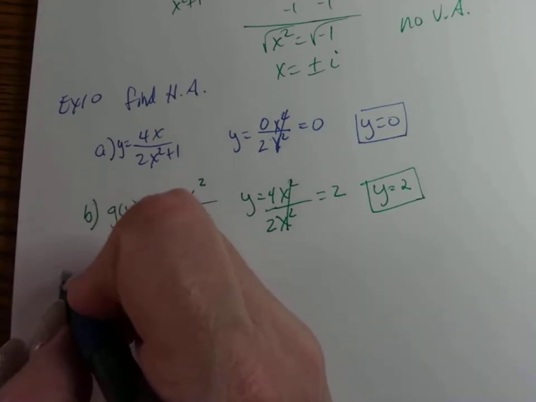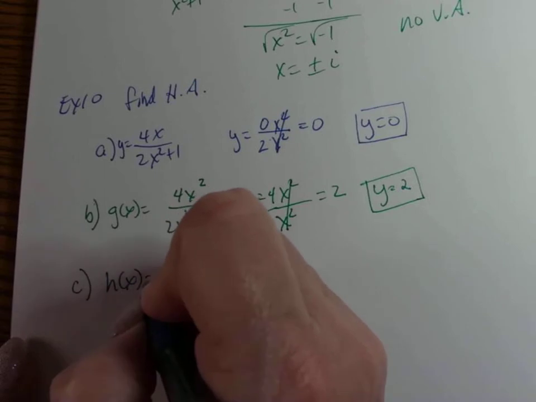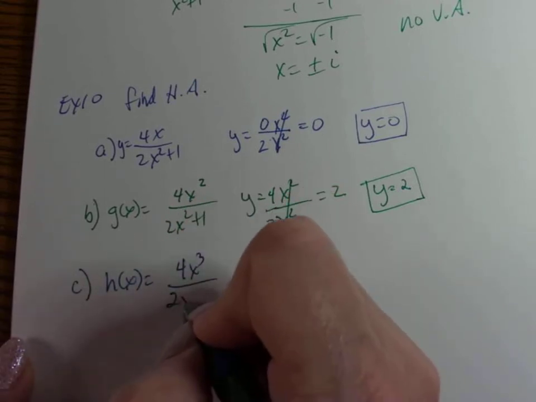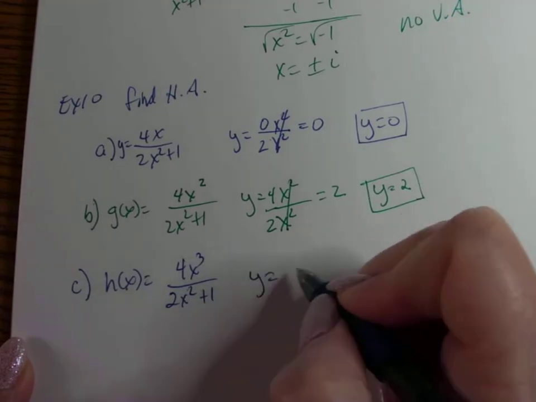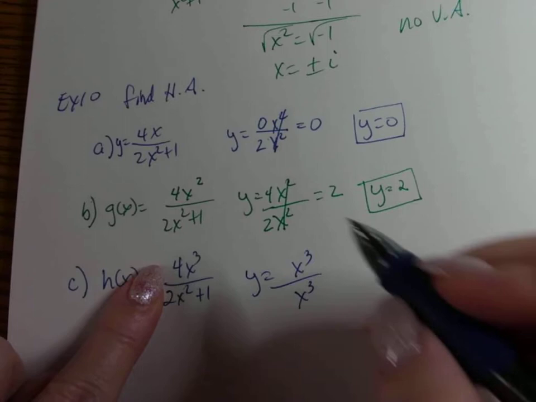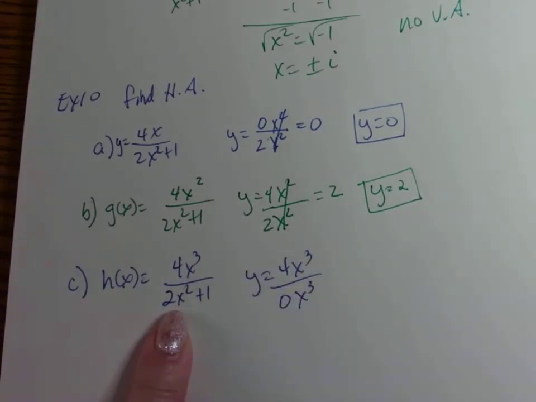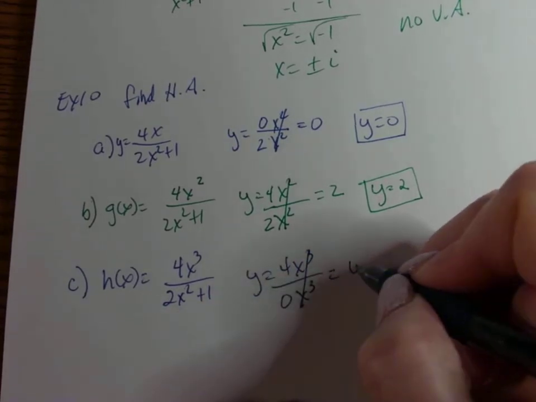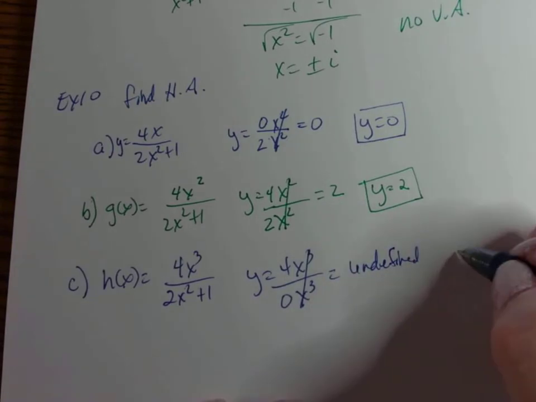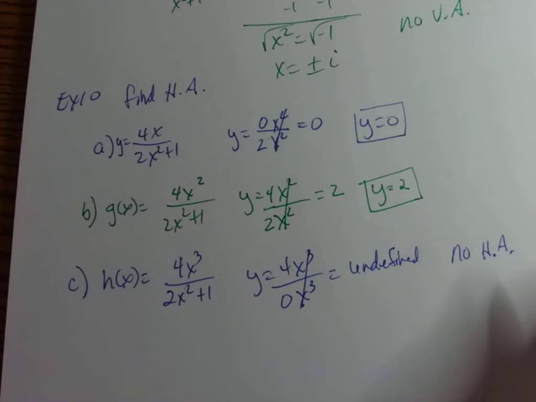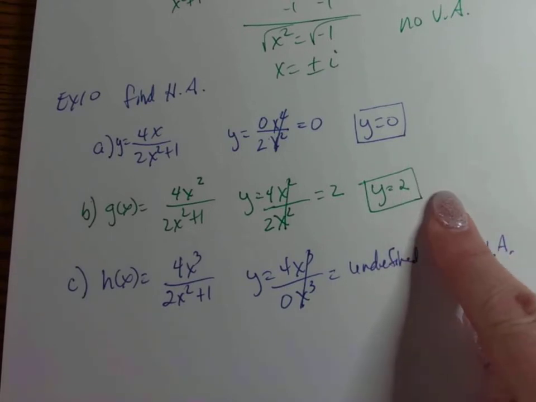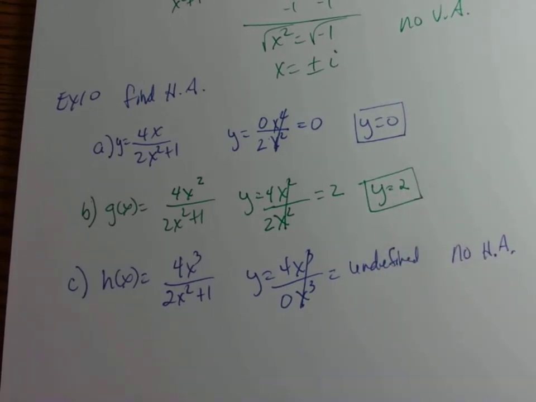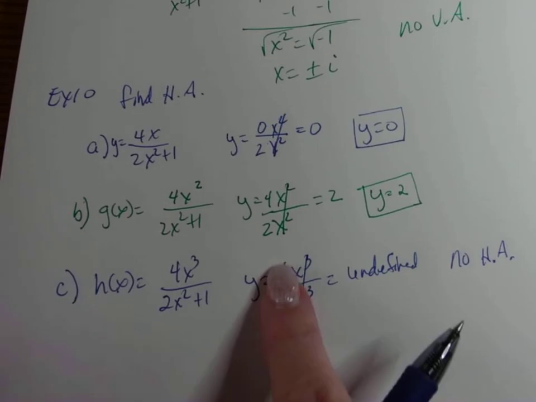And then let's look at our third one. So we have h of x equal to 4x cubed over 2x squared plus 1. So y equals, x cubed is now our highest degree. On the top we have 4, and on the bottom we have 0 x cubed because we only have 2x squared as our highest. The x cubes cancel. We get 4 divided by 0. This is undefined. Remember, we can't divide by 0. So there are no horizontal asymptotes. So again, you can have y equals 0, y equals another number, or no horizontal asymptote for our different types of horizontal asymptotes. Highest degree, match them, top and bottom, fill in the numbers, and then reduce.